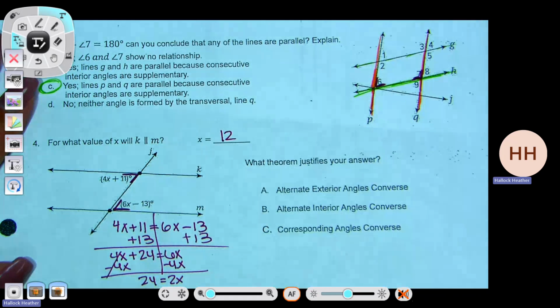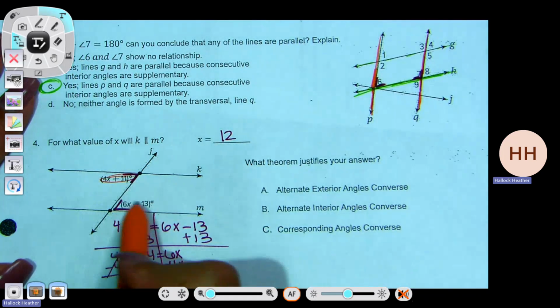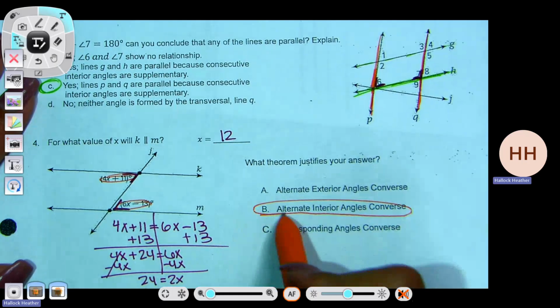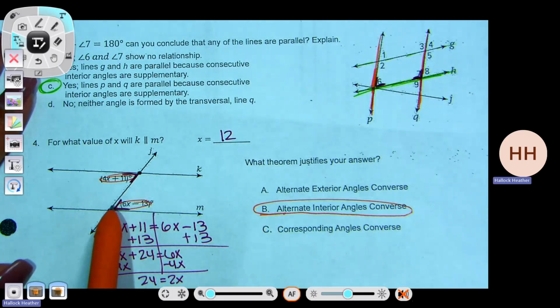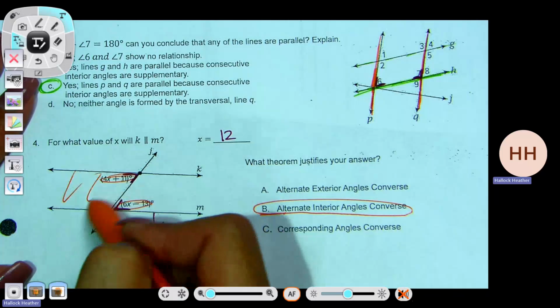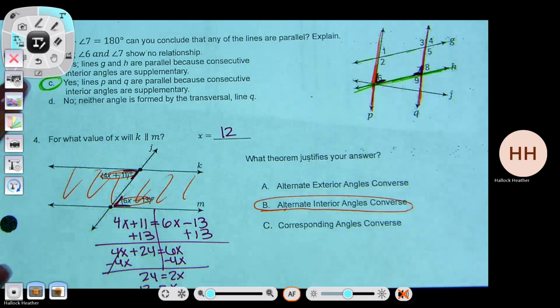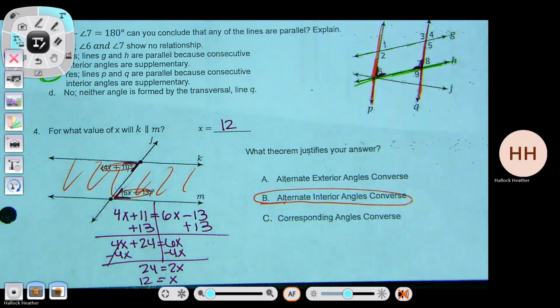What vocab word shows the relationship between these? Alternate interior. Nice. Alternate means it jumps across. Interior because it's on the inside of the sandwich. It's kind of like a sandwich. How do we feel so far? Feel okay? Okay, let's go to the proofs.